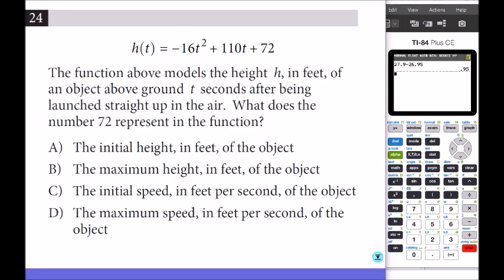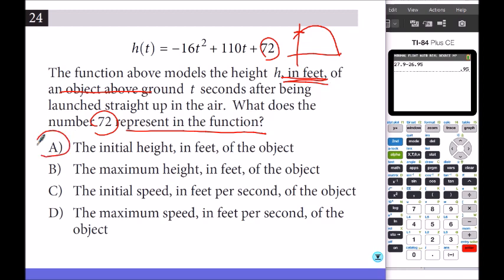24. Height equals negative 16t squared plus 110t plus 72. So the question is, the function above models the height, it's projectile motion, in seconds after an object is launched straight up in the air. So it's like what happens when a ball is thrown up in the air, right? And 72 is where it starts. And the question is, what does 72 represent in the function? It's in feet. So it's the initial height in feet.